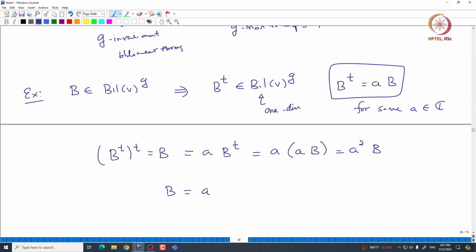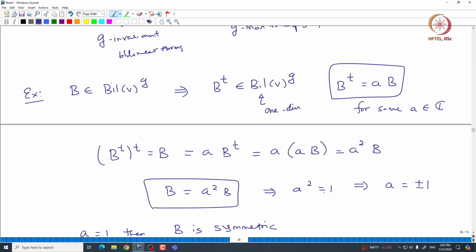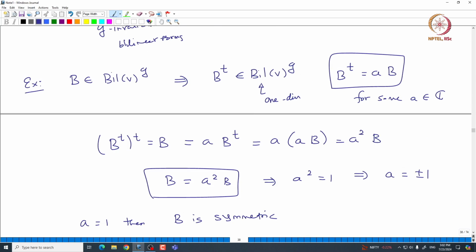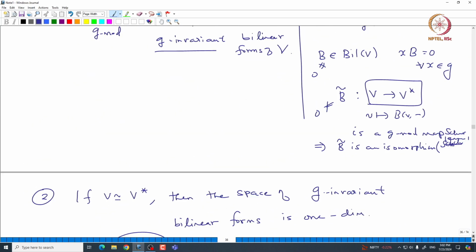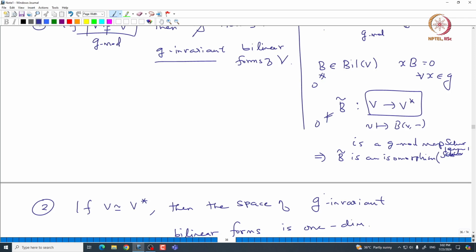So, this tells you that B is equal to A square B, and B being non-zero forces A square to be 1, so A is plus or minus 1. Now it is not hard to see that when A equals 1, B is symmetric. When A is minus 1, B is skew symmetric. This is more or less by definition, because B transpose equal to B is called symmetric, and B transpose equal to minus B is called skew symmetric. So, this way we can guarantee that whenever V is an irreducible G module, then using Schur's lemma there is always a G invariant bilinear form on V. We can prove the existence of that.